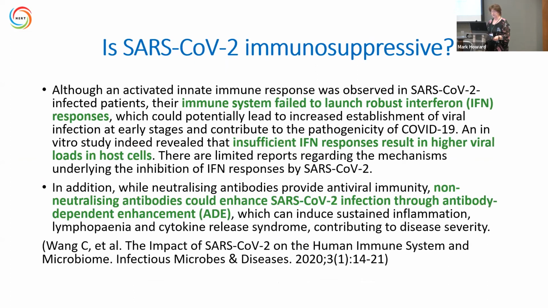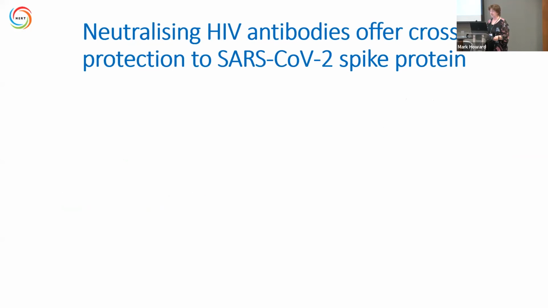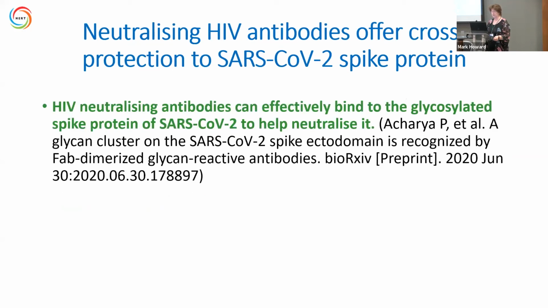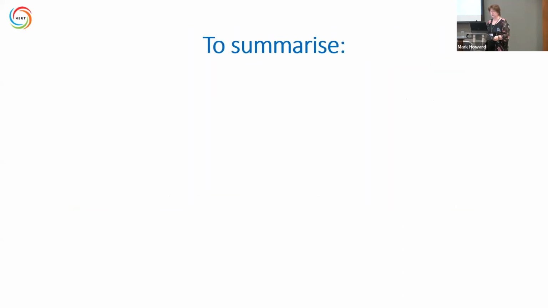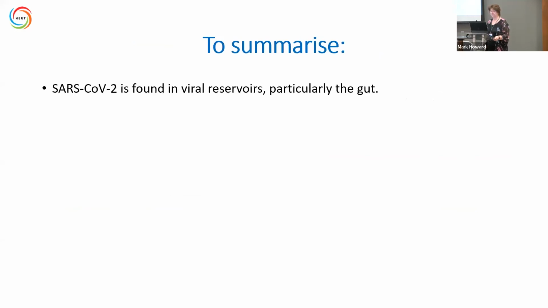And here's the antibodies. Non-neutralizing antibodies could enhance SARS-CoV-2 infection through antibody-dependent enhancement. Neutralizing HIV antibodies here can bind to the glycosylated spike protein to help neutralize it. So that's HIV antibodies helping out in SARS-CoV-2. So let's see where that leaves us.